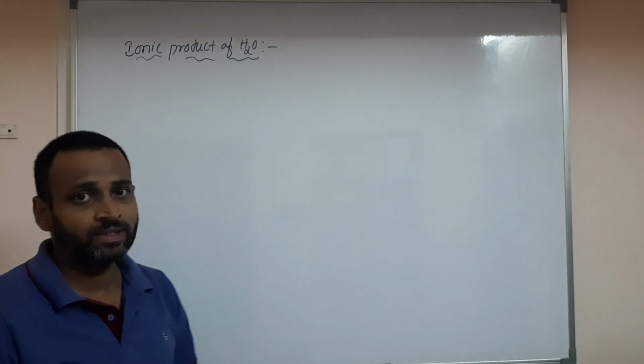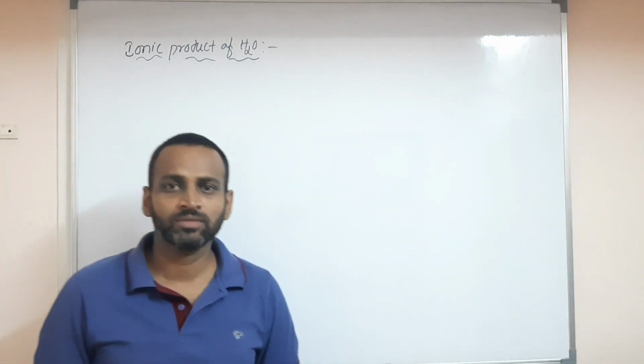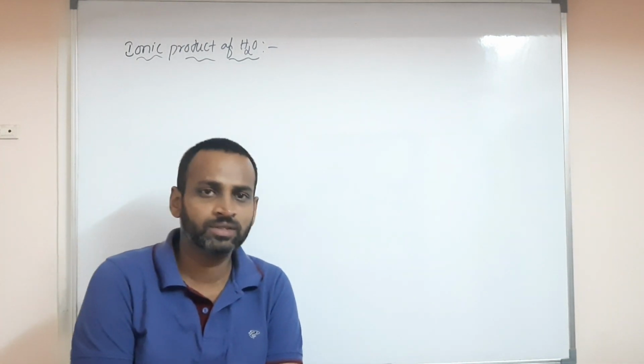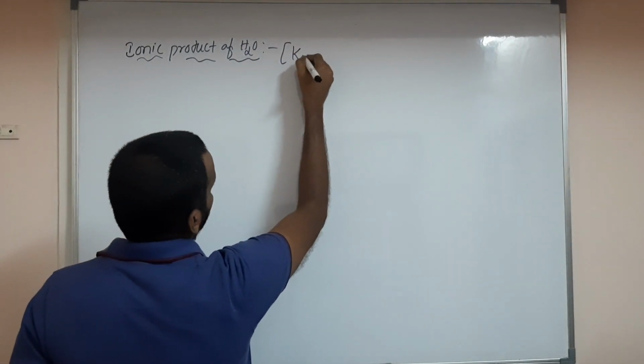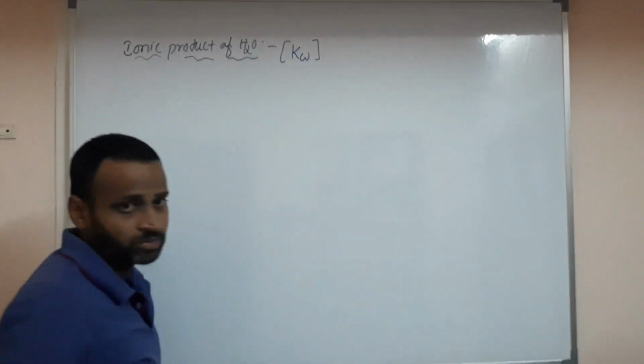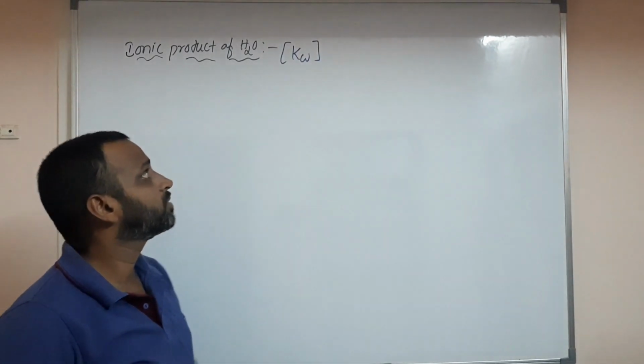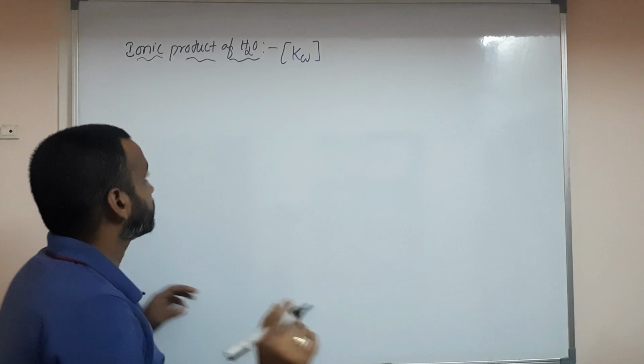Now we will discuss the ionic product of water. It's a continuation from the previous lecture. Ionic product of water means we know that Kw. What is Kw? Ionic product of water. Okay, so it's very clear.